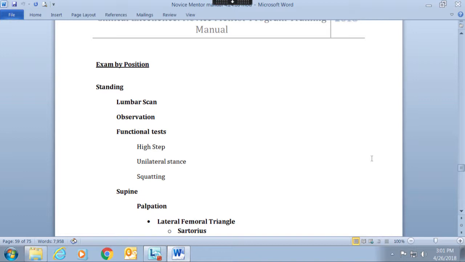We go through a lumbar scan. Can they go through the quadrant with overpressure, without pain? General observations of how they're moving, what their gait is like, the willingness to move, the quality of motion. Then we can do a quick functional test, have them do a high step, so you can step onto a high step with one leg, and you're looking for the ability to flex on one side or extension on the opposite side.